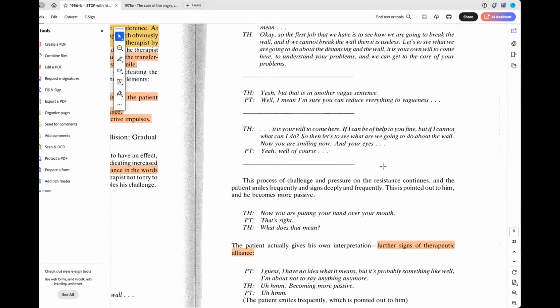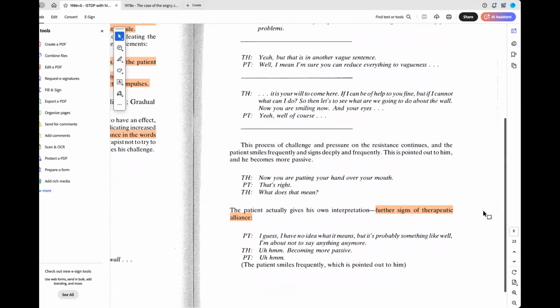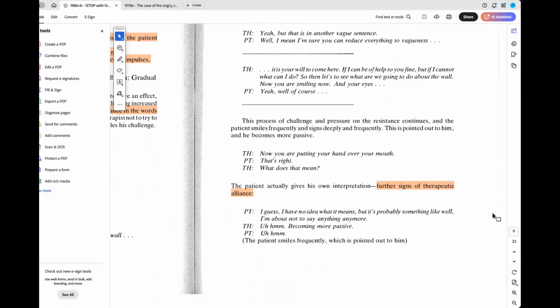He says, "Now you are putting your hand over your mouth." What does that mean? Here, see right here? It says, "Now you're putting your hand over your mouth," patient: "That's right." "What does that mean?" Keep in mind that this is in the middle of fairly heavy and systematic pressure, challenge, and repeated head-on collisions. The patient actually gives his own interpretation, further signs of therapeutic alliance. Okay. And yeah, you can see it's highlighted here.